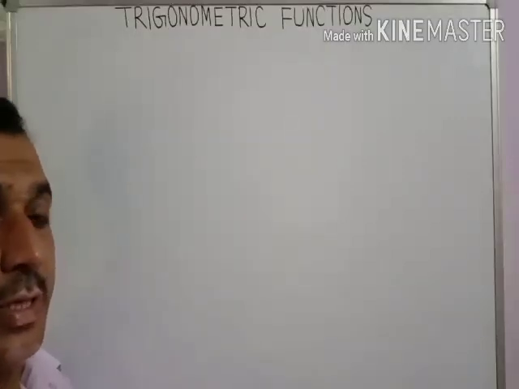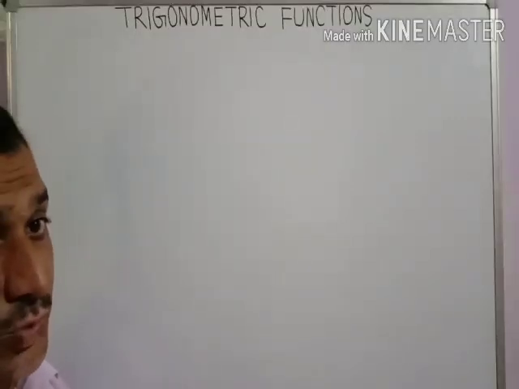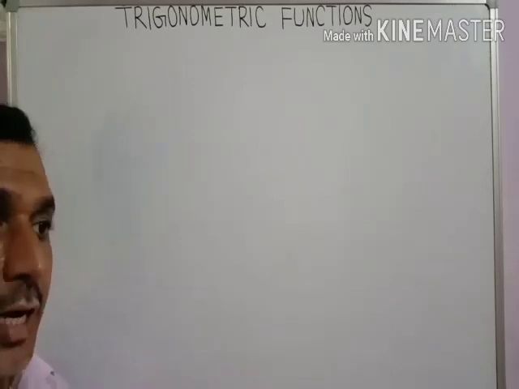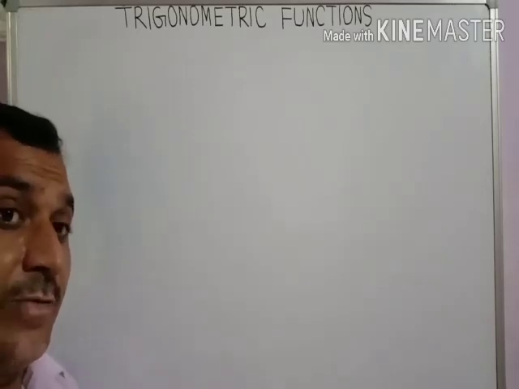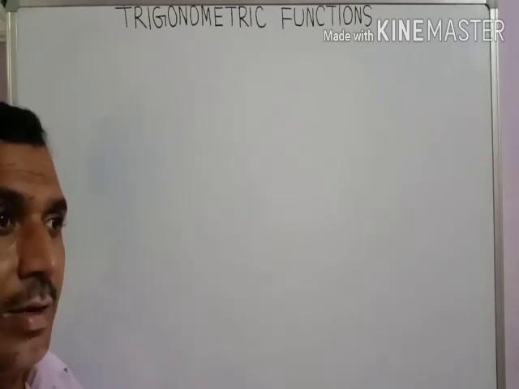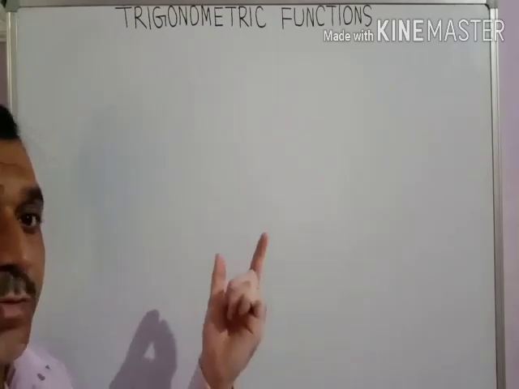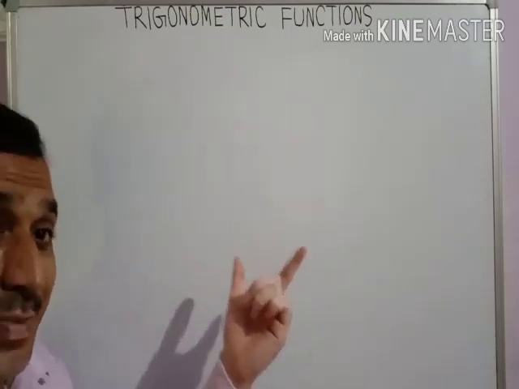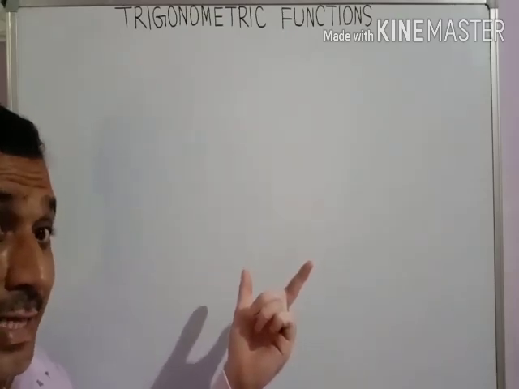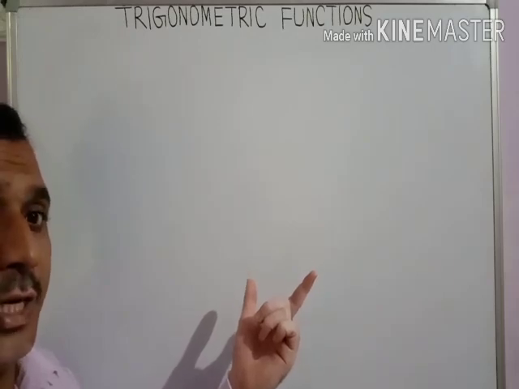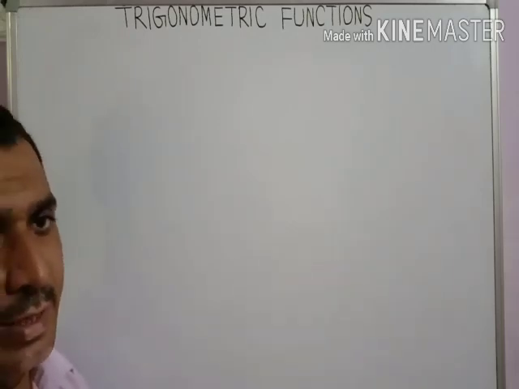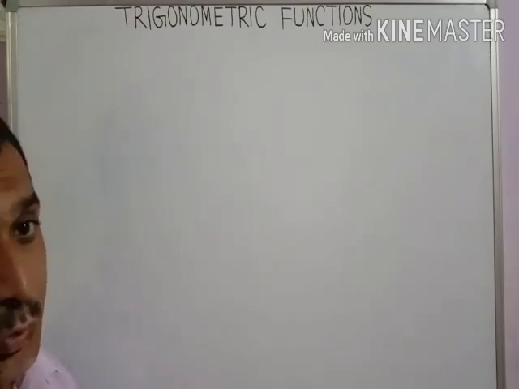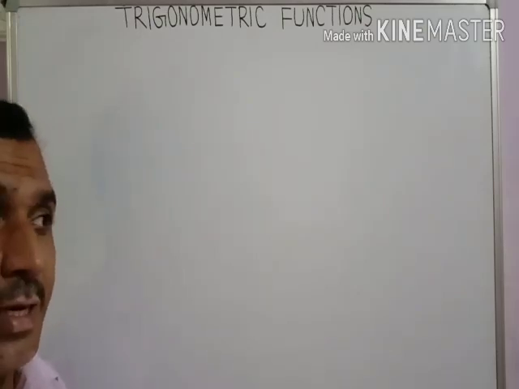Dear students, in the last video, we discussed what trigonometry is, and we discussed what positive and negative angles are. We also discussed the systems of measurement of angle. One of the systems we discussed is the sexagesimal system. We know that in the sexagesimal system we use the unit degree to measure an angle, and in the radian system, or circular system, we use the unit radian to measure an angle.